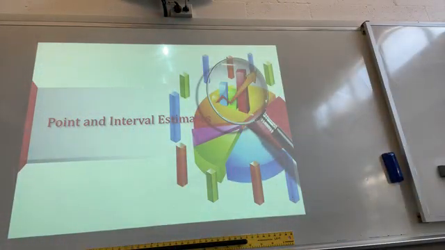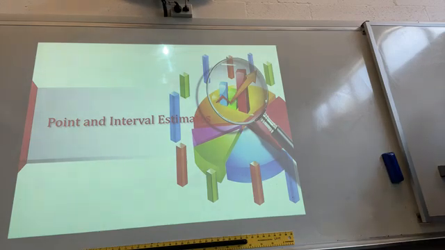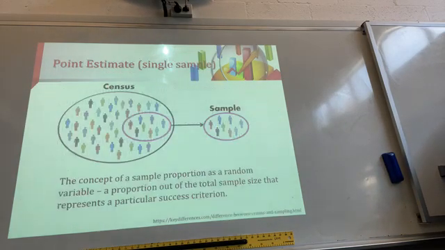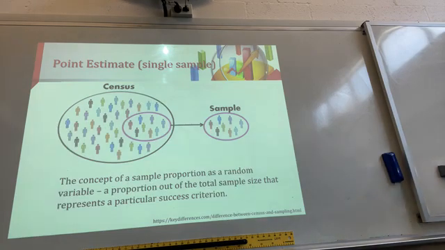Now, talking about point and interval estimate. Let's go back and start looking at point estimate. A point estimate comes from a single sample. From the census, we took a single sample out and we use it as a point estimate, right? What we're going to do is look at some interval estimate.